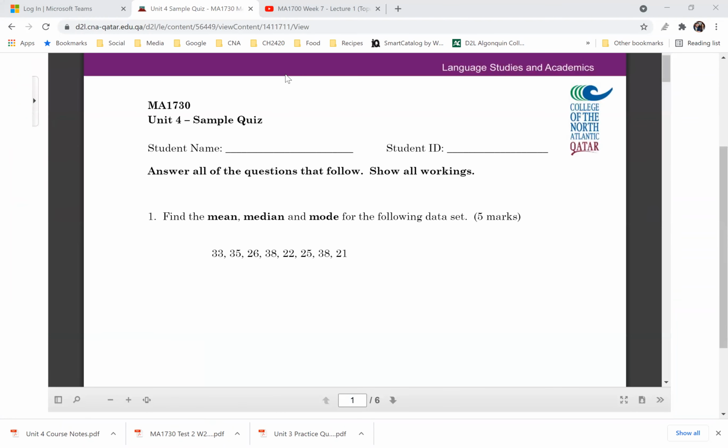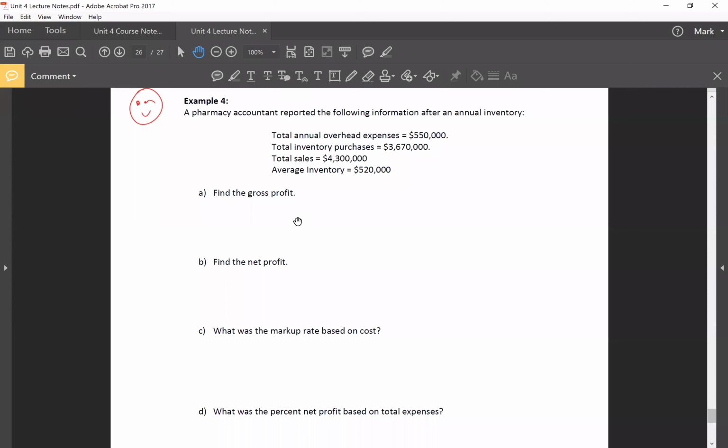I always get the question from students, if you could study one thing, what would it be? I would start with that final exam review. Start there, and if you finish that, then move into other questions.